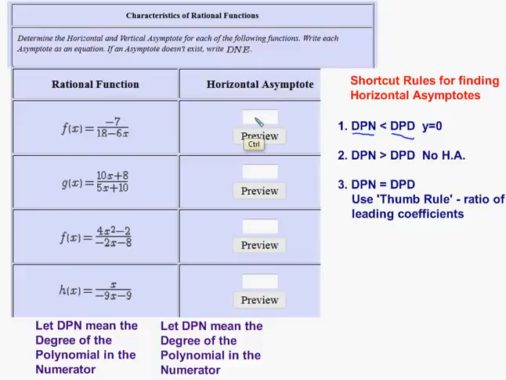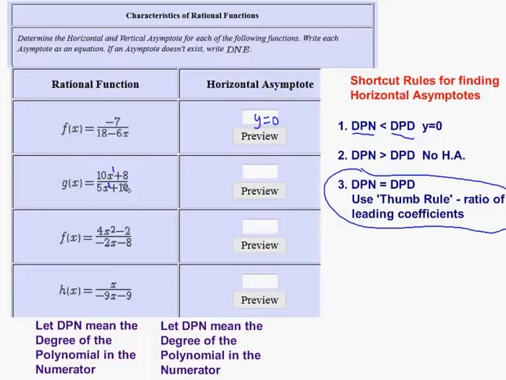And in my second case, I have that the degree of the numerator is 1, the degree of the denominator is 1, therefore they're equal, in which case you look at the leading coefficients again. Sometimes I refer to this for my students as the thumb rule. If you were wondering what that is about, I'll show you what that is in a second.